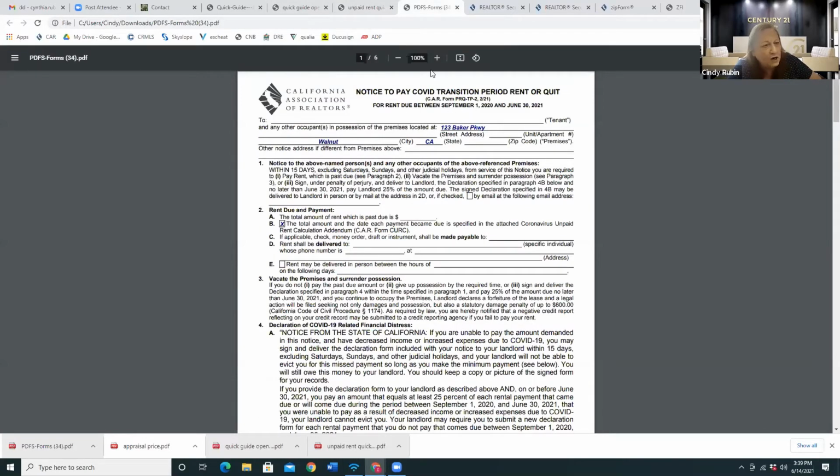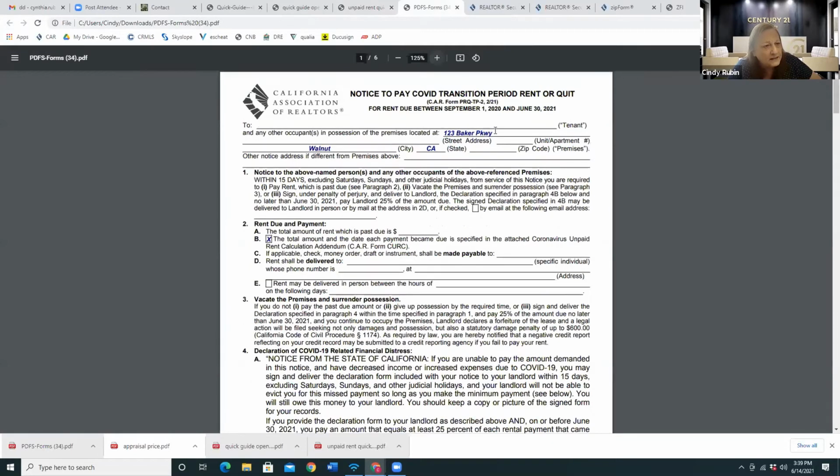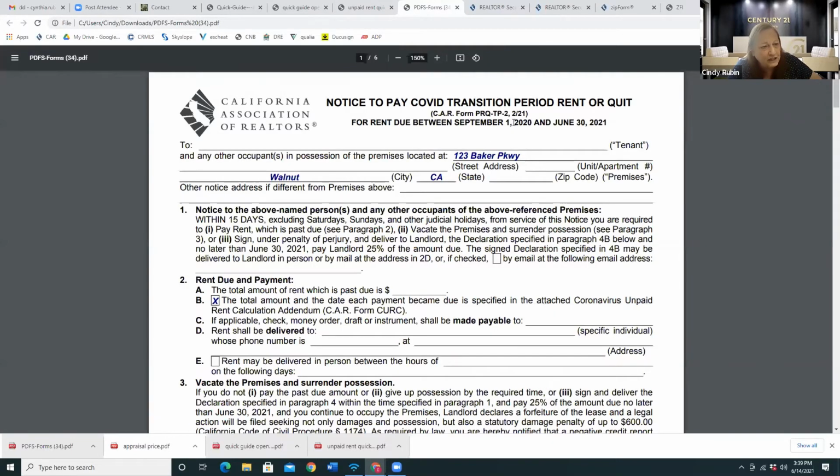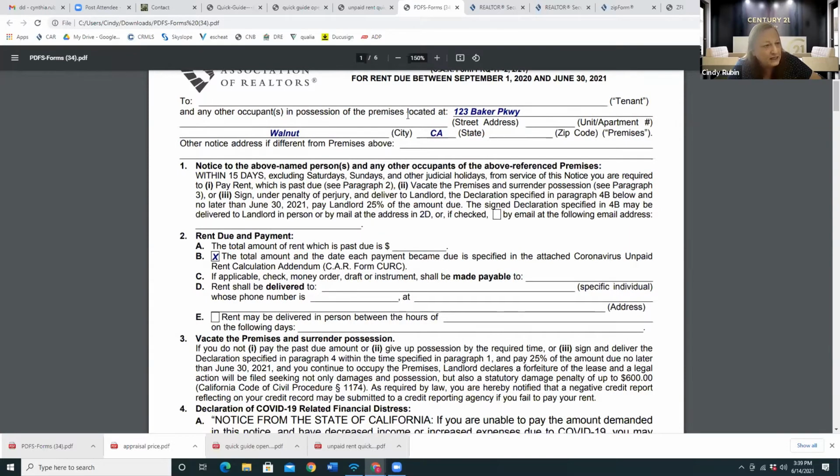this is the PR, here, let's make it a little bigger. This is the PRQ-TP-2. So it says right on it, for rent due between September 1st, 2020 and June 30th, 2021. So this is the eviction notice, tenant to pay rent. Okay, to the tenant, put in the address, within 15 days, excluding weekends and holidays.